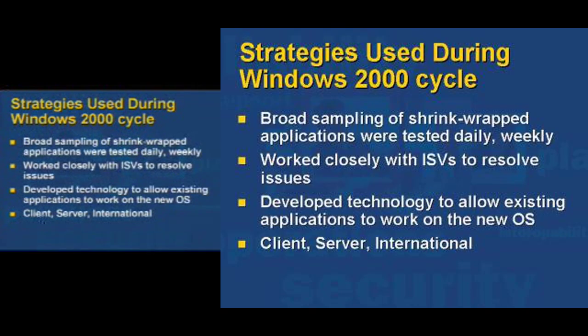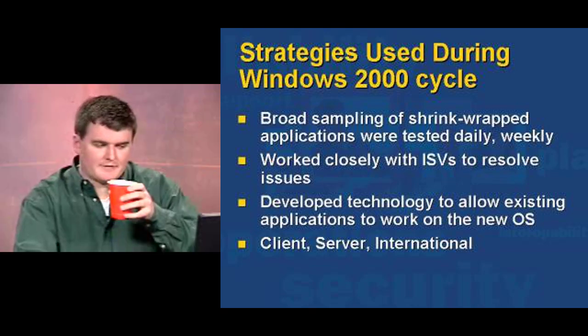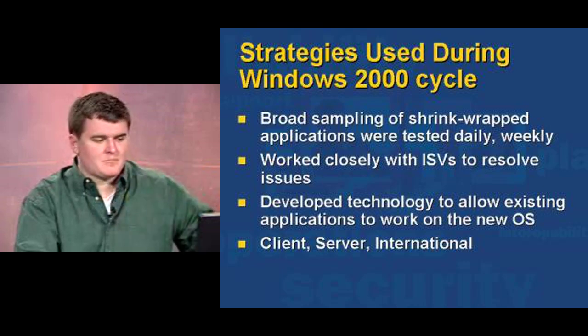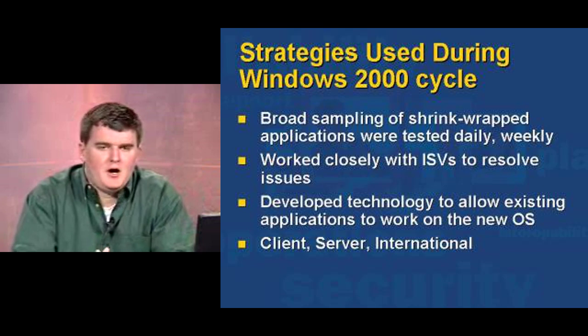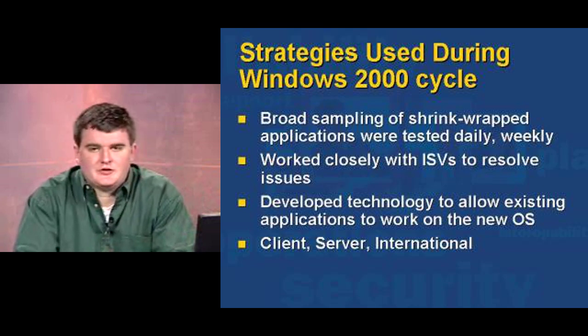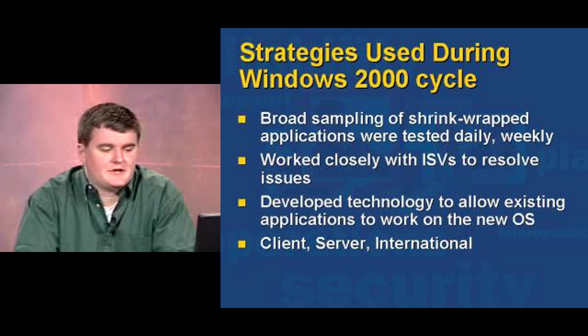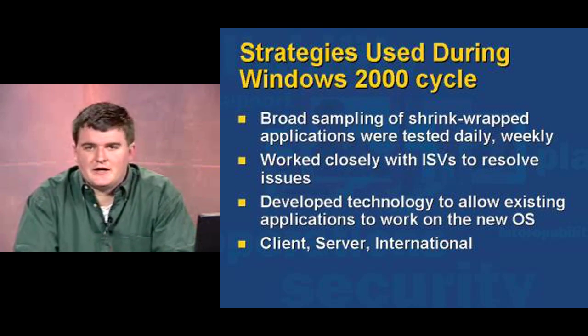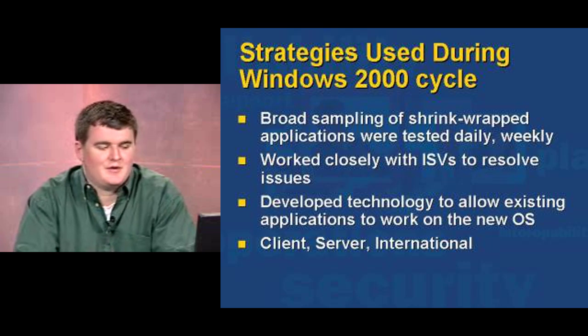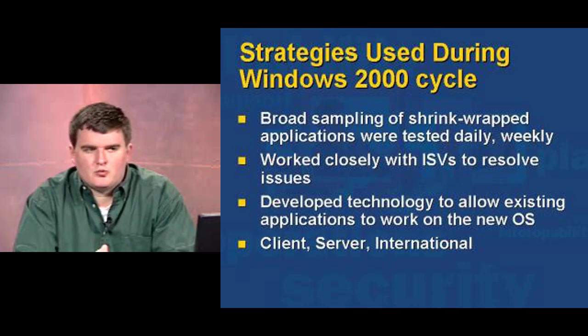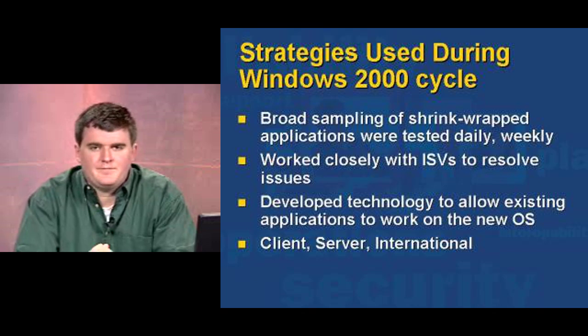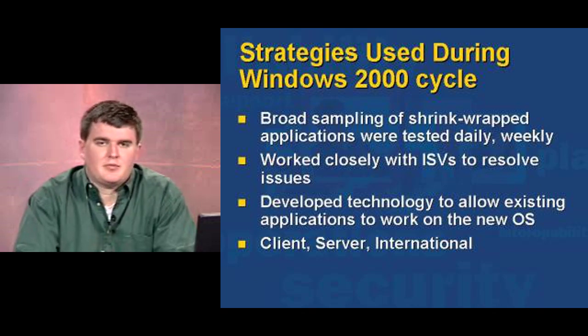Our strategies used during the Windows 2000 cycle were really helpful because NT had never had such a concerted app compat effort. We tested a broad sample, hundreds upon hundreds of apps: shrink-wrapped applications, line of business applications, server applications. They were tested daily and weekly. We went through cycles. Get that set of applications done, test them all again, find out what we regressed, dive down deeper, keep going. We started working very closely with the ISVs to resolve the issues. We started regular contact between the actual product group dealing with these app compat issues and their counterparts working in the companies that these applications came from.